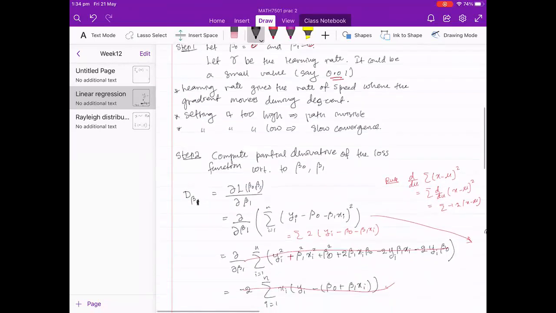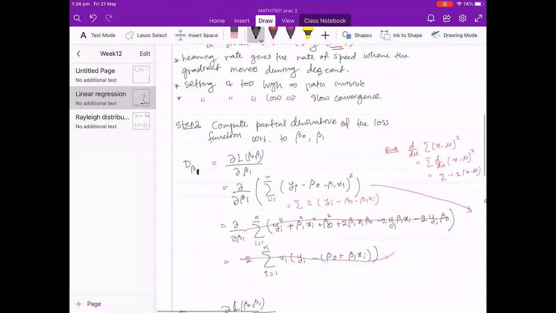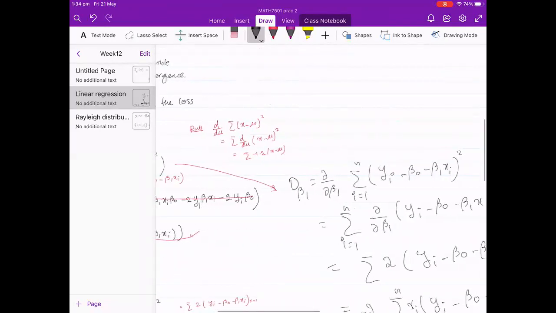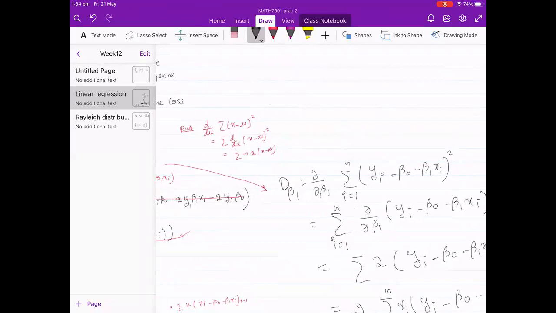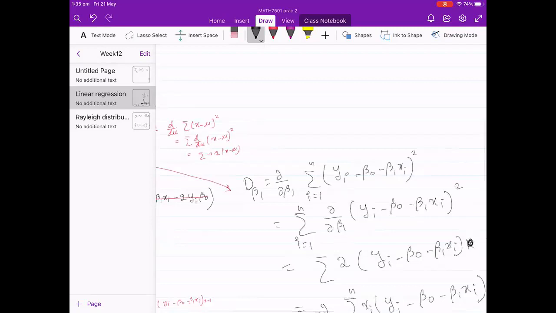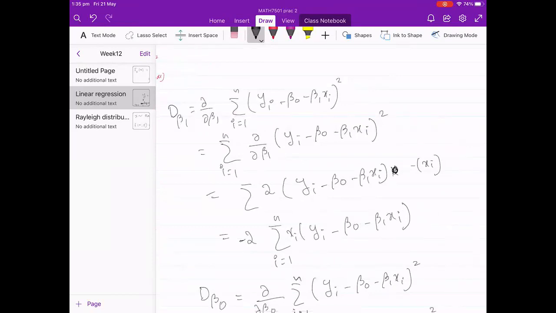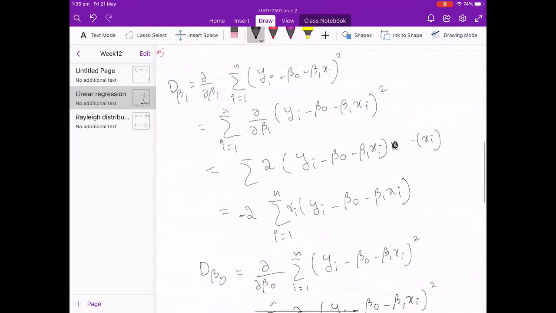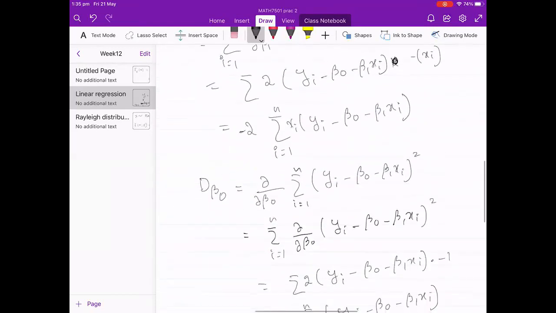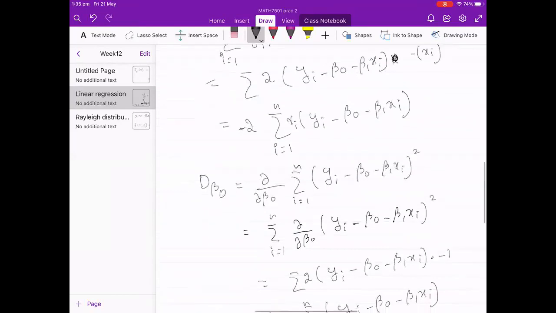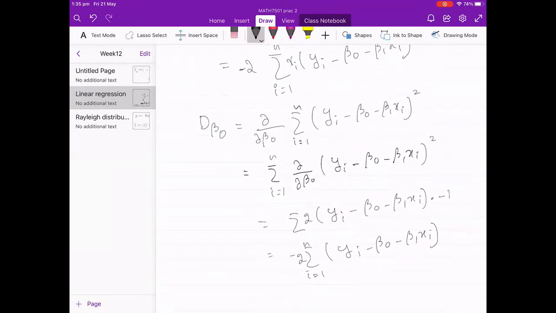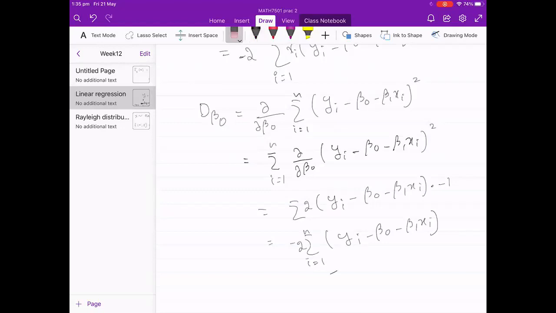In step 2, you would compute the partial derivatives of the loss function. The partial derivative of the loss function with respect to beta 1 is the derivative of the sum with respect to beta 1. Using the property that the derivative of the sum is the sum of the derivatives, we could compute it by using the chain rule. It is minus 2 times the sum of xi times (yi minus the predicted values). Similarly for beta 0, again using the chain rule, the partial derivative is minus 2 times the sum of (yi minus the predicted value).